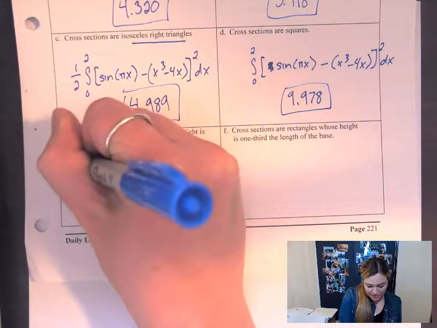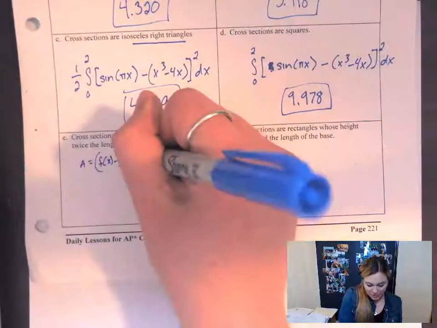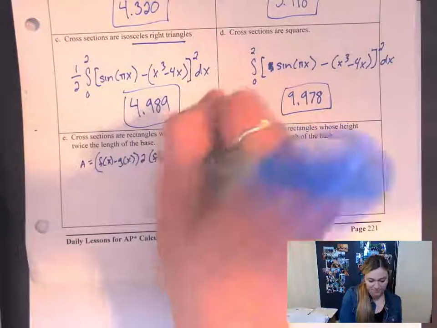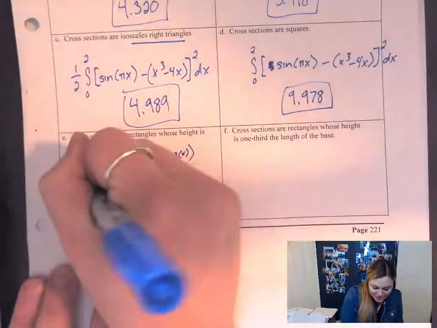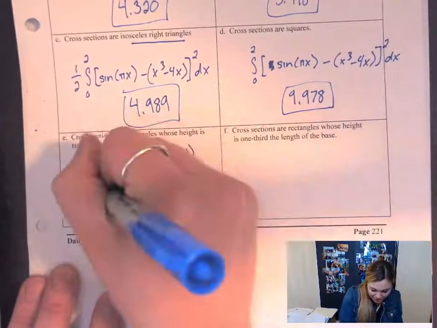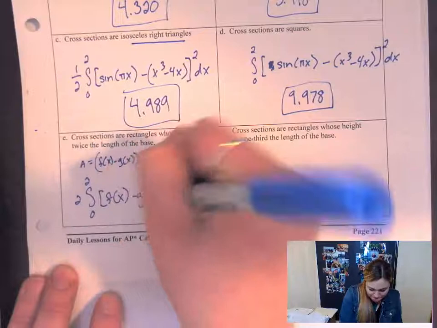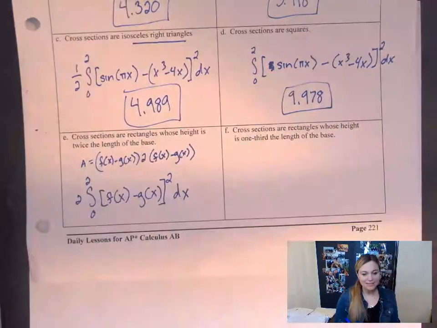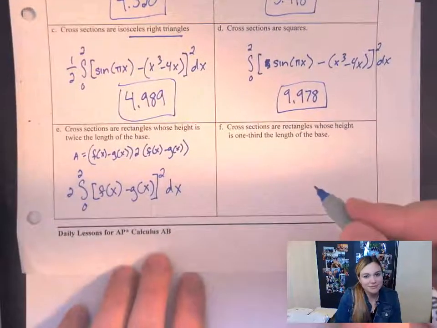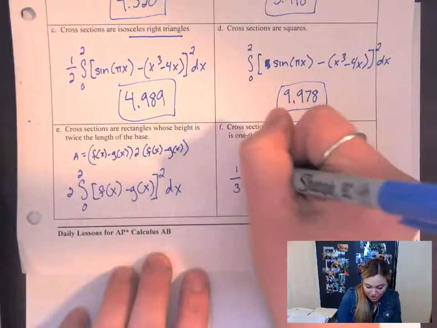This is for area, by the way. This would be the base. The height would be twice that. That's it. So when you're integrating this, the only thing different, I'm still going from 0 to 2. I'm still doing f of x minus g of x squared. The only difference is you multiply this by 2. So what do you think this one is? Yeah, if the height is 1/3 the length of the base, you would have to say 1/3.